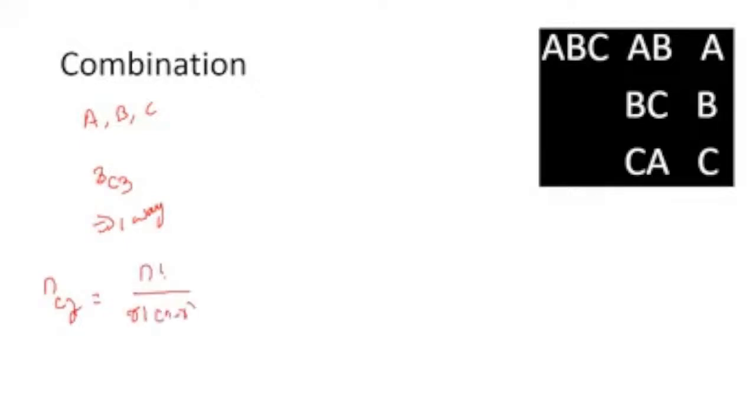Combination means the number of ways of selecting. For 3 elements, how can I select all 3 elements? Only one way. See, if I have A, B, C and I want to pick all 3 elements, that is nothing but 3C3, which will be only one way. Generally in combination we need to remember the formula: nCr means n factorial divided by r factorial into n minus r factorial.